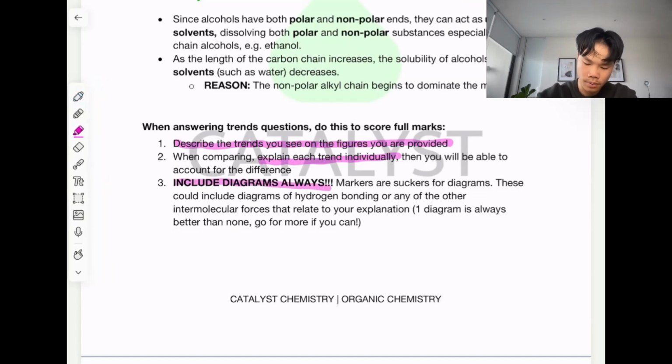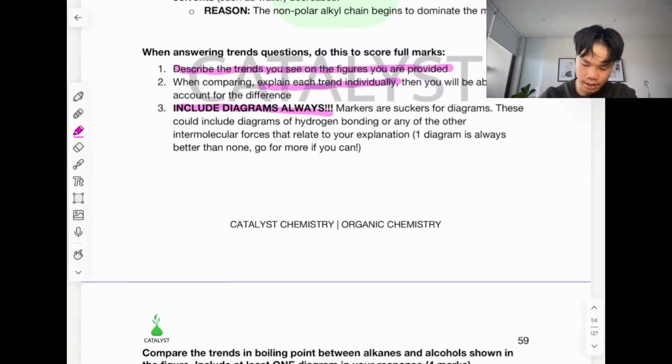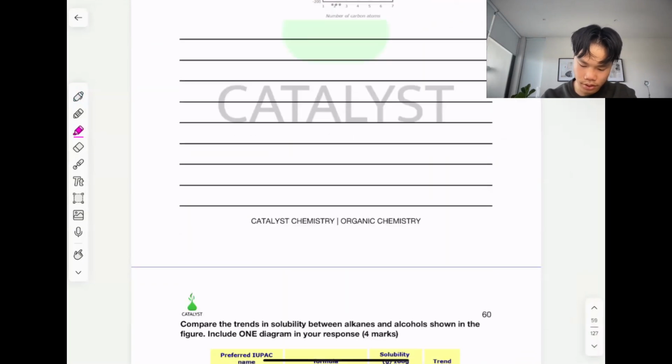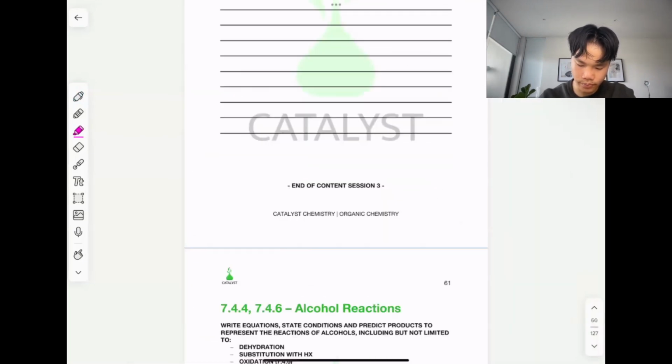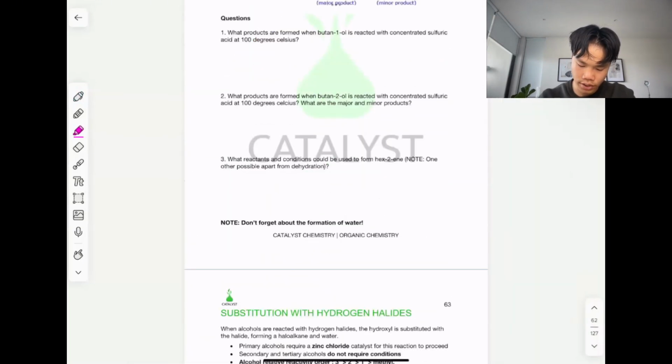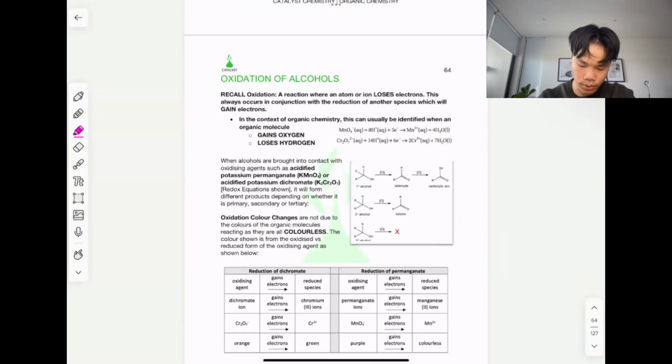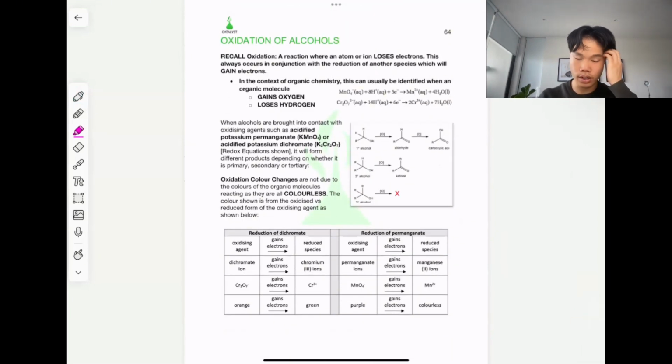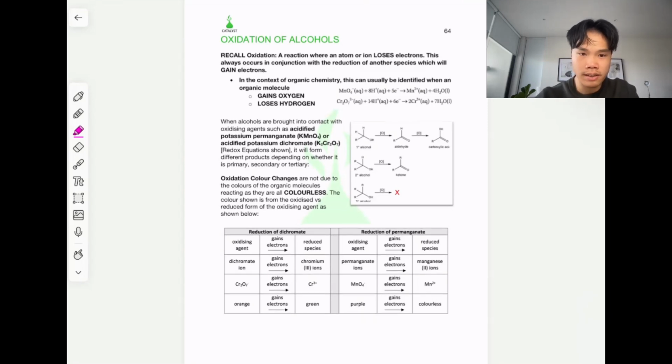Always include diagrams, and that's pretty much all I have to say here. We've gone through these reactions. We've gone through these reactions too. So for oxidation, you should know about the color changes as well, and that the color change comes from the change in color of the oxidizing agent.